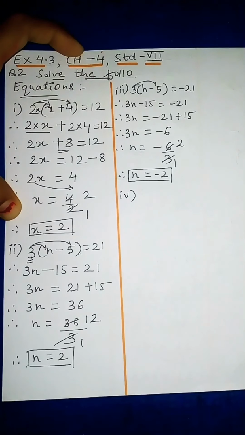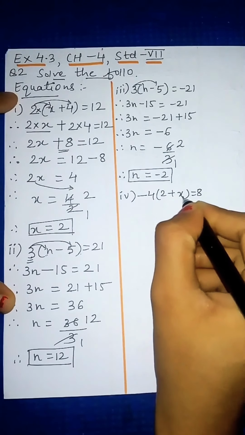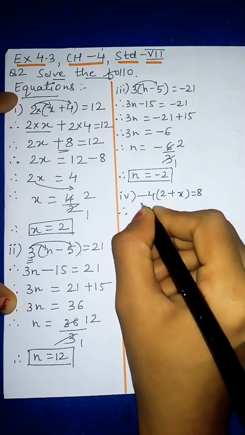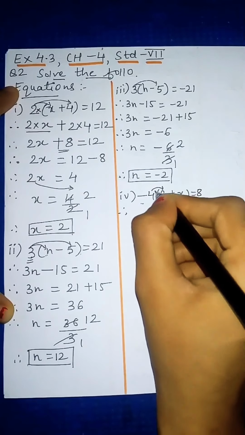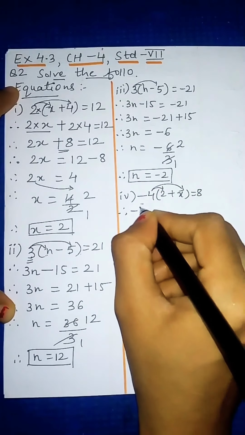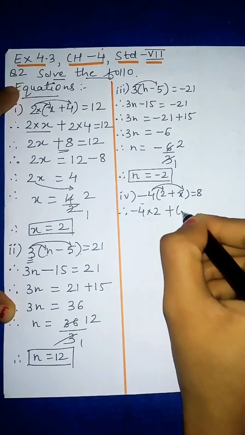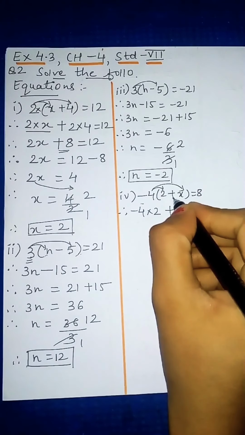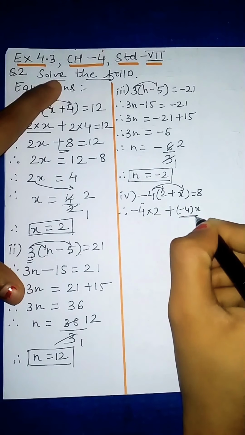Now the fourth question is, now the fourth one is minus 4 into bracket 2 plus x equal to 8. Now you need to multiply carefully because outside minus 4 is given. So minus 4 into 2, then minus 4 into this x. So minus 4 into 2 plus this minus 4 into x. Now minus 4 is there. So this sign we will change. Minus into plus is minus. So that is why I have written minus 4 into x.